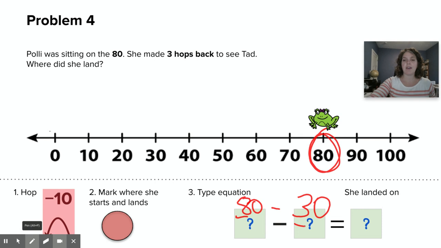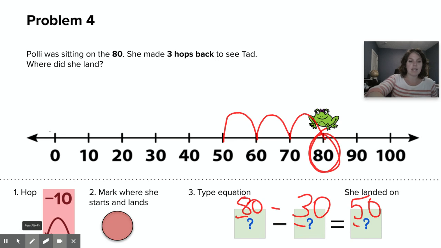So let's take a look. We have 80, and we're going to jump back 3. 10, 20, 30, or 3 jumps, and we land on what? We land on 50. And that makes sense because if we did 8 minus 3 equals 5, 80 minus 30 equals 50. Or you could have counted backwards. Put 80 in your head. 80, 70, 60, 50. That's our 3 hops backwards. Nice work.